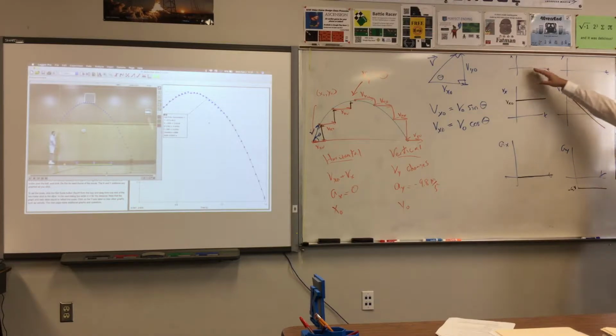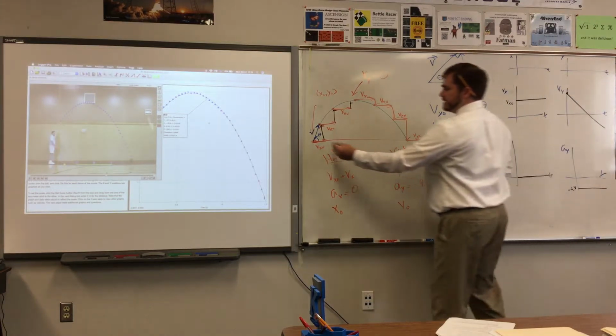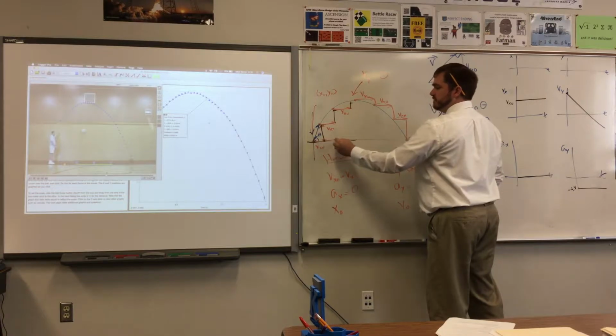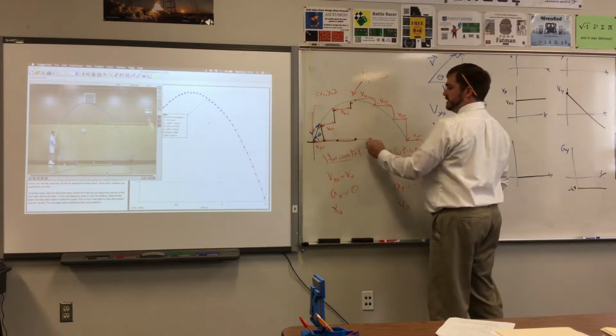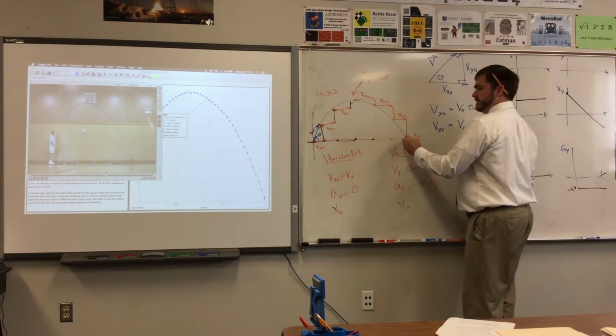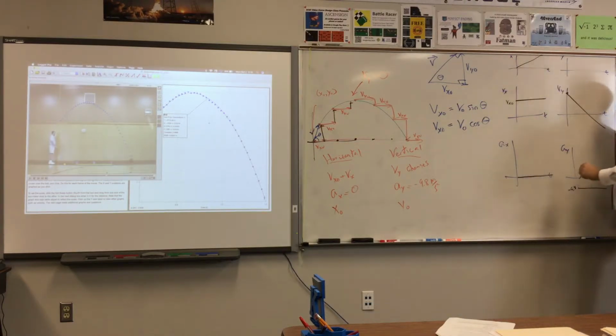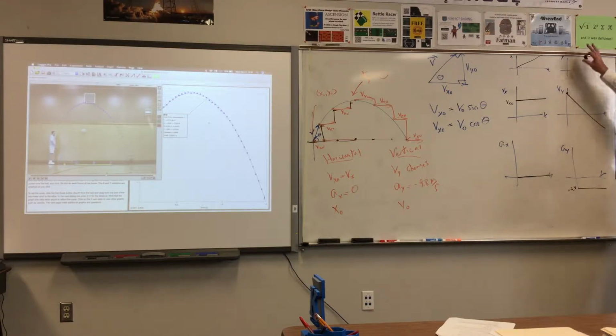What about the x position with respect to time? Going positive. Well, it starts off at 0. If we declare that as the origin, after 1 second it's here, after 2 seconds it's here, after 3 seconds it's here, after 4 seconds it's here. Yeah, it'd be going up, starting at the origin, and it's a straight line like that. Absolutely, I agree.